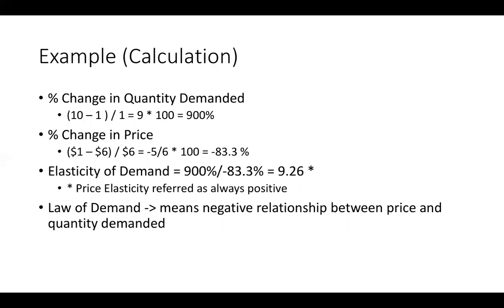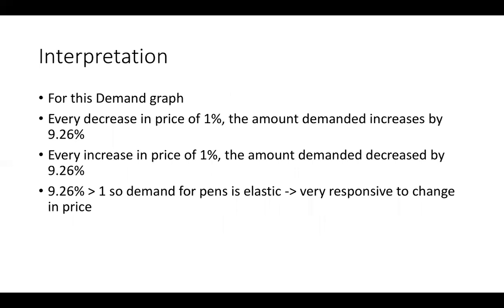This value is expressed in positive terms because as economists, we already know that due to the law of demand, there's already a negative relationship established between price and quantity demanded. For this graph, and for pens as a good, we can now say that with every increase in price of 1%, the amount demanded will decrease by 9.26%, while every decrease in the price of 1% will result in an increase in quantity demanded by 9.26%.